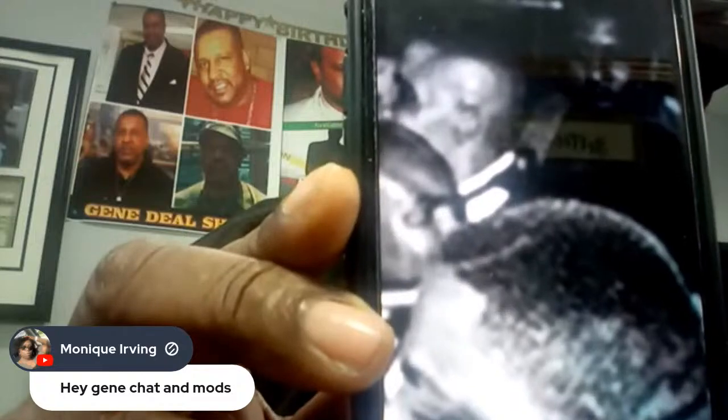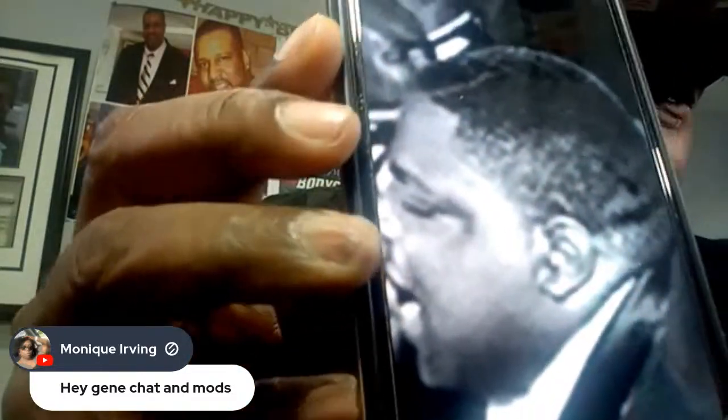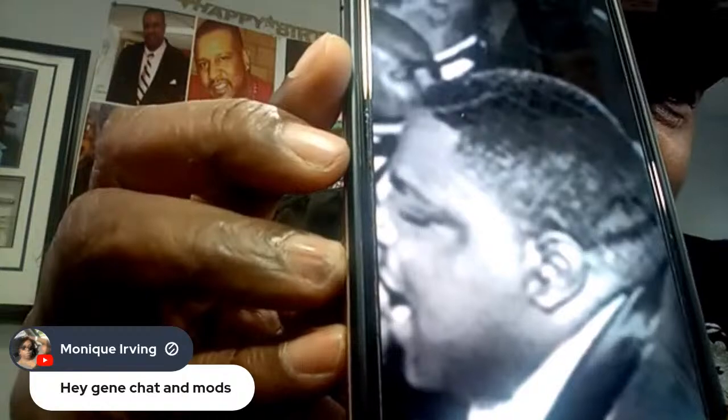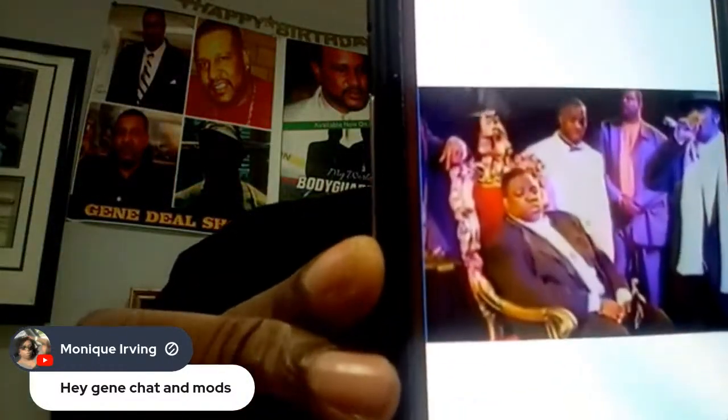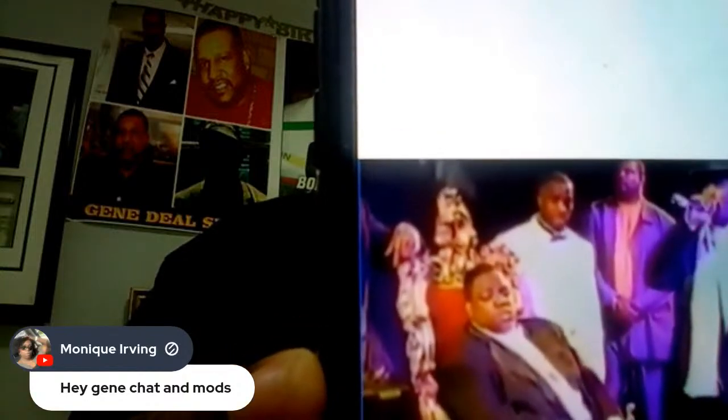This is another situation where Puff told me to keep my eye on him. That was Big performing. That's me right there. That was at his platinum party right there. That's me right there. That's the slim Gene.